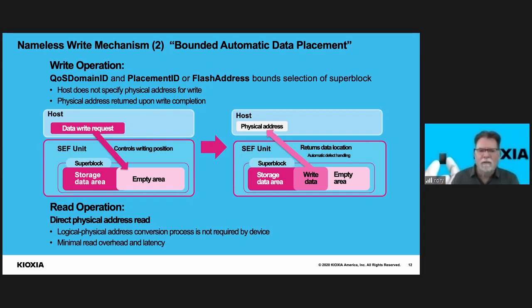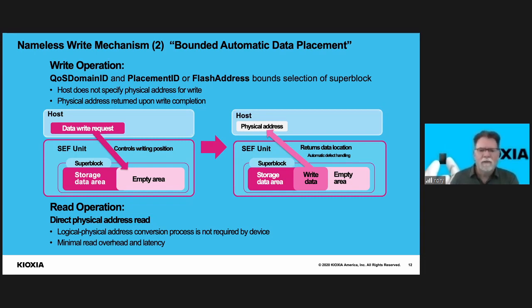The QoS domain maps to a virtual device, which specifies which die can be used for the write operation. The placement ID or flash address specifies which superblock owned by the domain should be used for the write operation. If a placement ID is specified, a nameless write can span superblocks, and additional superblocks will be allocated by the domain as needed. In the manual allocation mode, nameless writes cannot span superblocks.